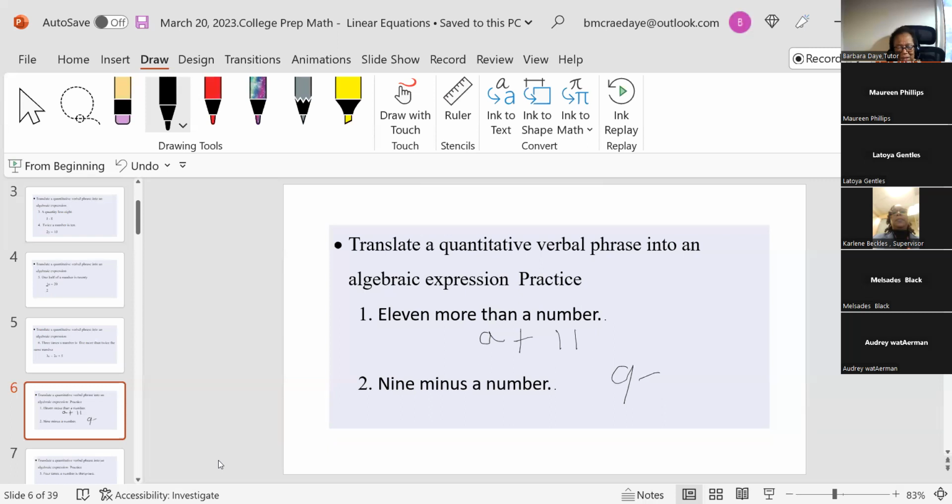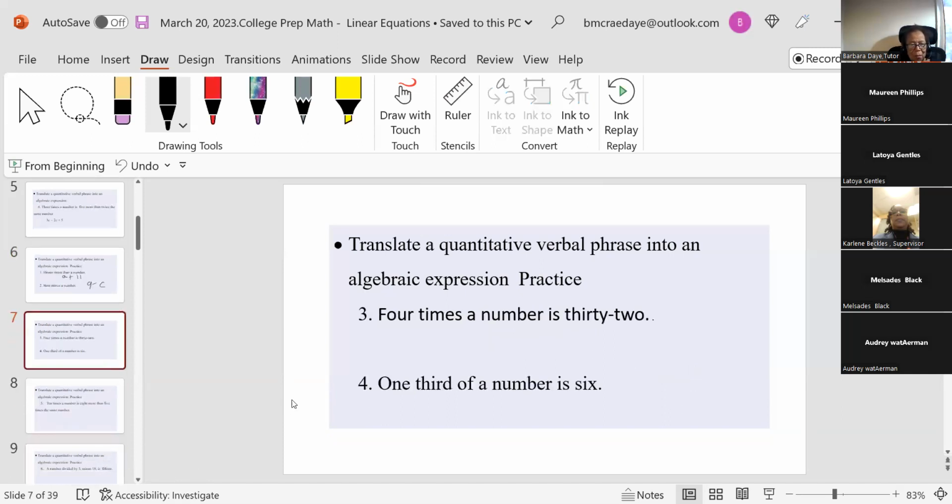9 minus what? A number. You use a variable. What are you going to use here? We could use C. 9 minus C. All right. The number 9 minus, like you said, subtraction sign, a number, and you call it C. Very good. Okay, let's go to Maureen.